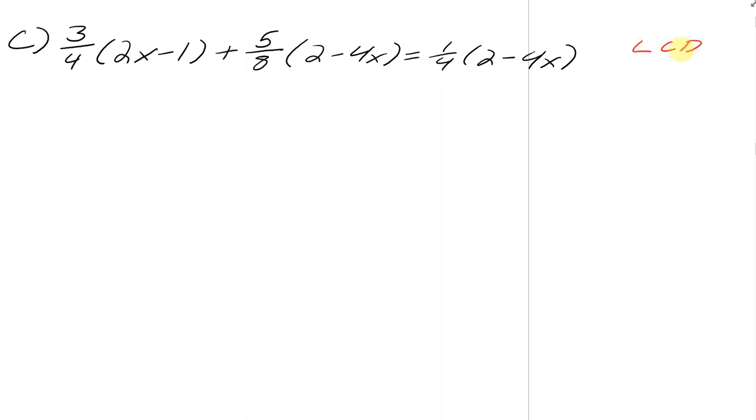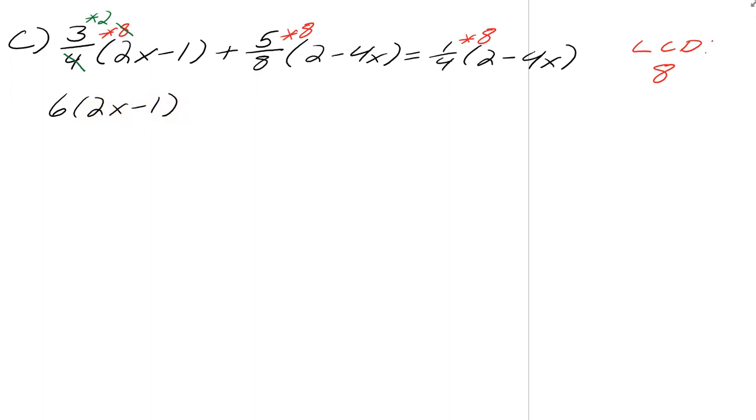So the LCD here is 8. So now I need to multiply each one of these by 8. So I guess I'll just write this over to the side here like this, and so then I'll start canceling things out. So 4 goes into 8 2 times, so I need to take 3 times 2 in the front, so this will leave me with 6 times 2x minus 1.